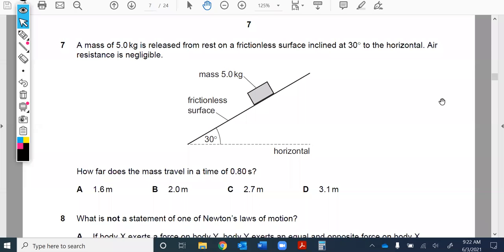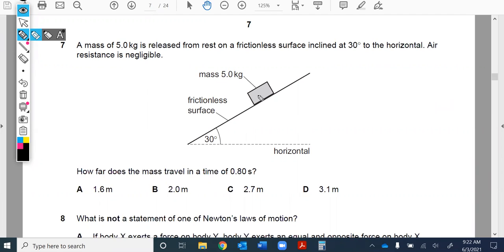All right, in question 7, we're looking at a mass of 5 kilograms released from rest on a frictionless surface. So that's nice, we don't have to worry about friction. Incline at 30 degrees to the horizontal. Air resistance is also negligible, no kind of resistive forces stopping this. How far does the mass travel in a time of 0.8 seconds?